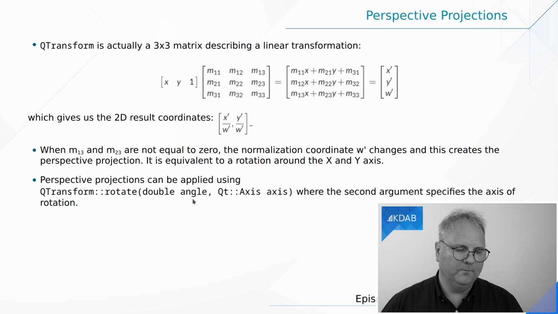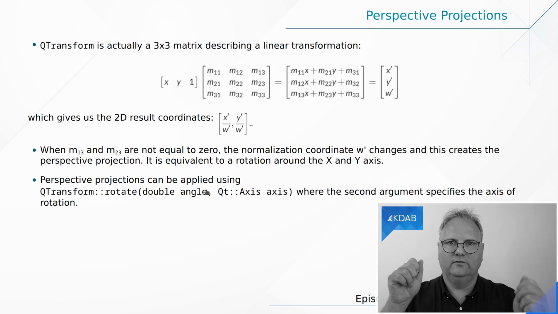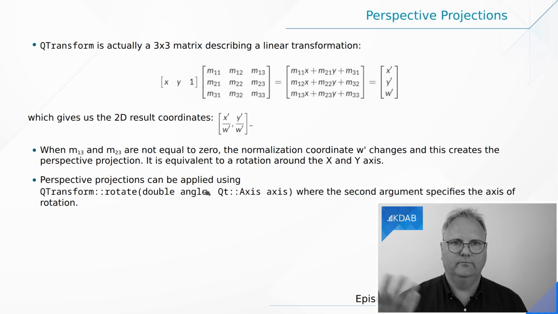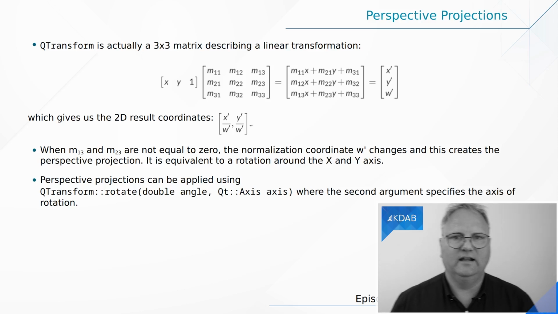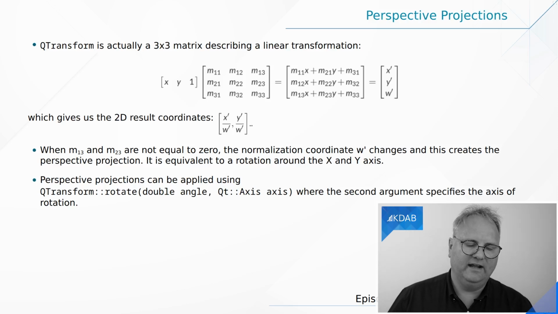In QTransform it takes an axis and an angle, and you can specify the y-axis, which will give you exactly this transformation that I did there with the y-axis, and the x-axis and z-axis and so on. So that is possible that way.